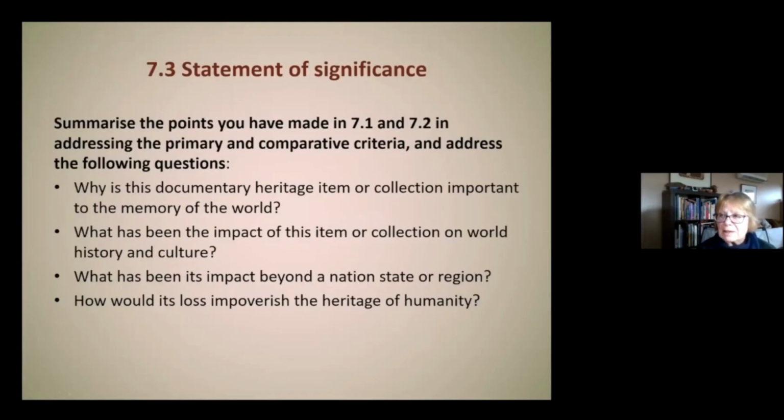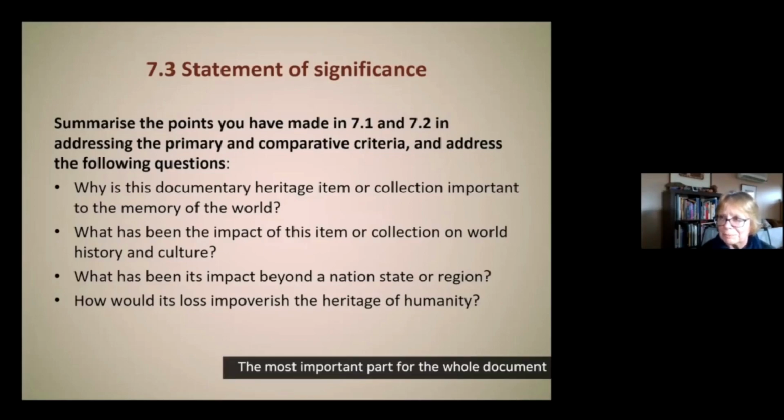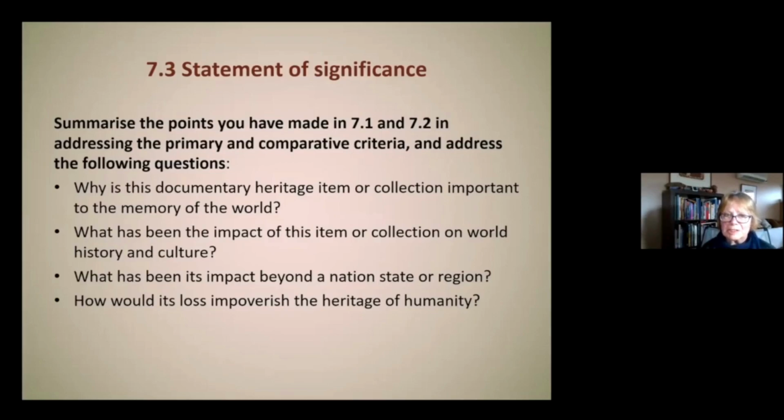So we come to the last item, which is the statement of significance. And I think it's hard to see that people have grasped this one. But it is the most important part of your whole document. Because what you do is you summarize the points you've made in 7.1 and 7.2. So all the points you've made about the primary criteria, all the points you've made about the comparative criteria, and then you answer the following questions. So you've got a summary of historical significance and whatever else happens after that, whether something's rare or what condition it's in and so on. And then you address these questions.